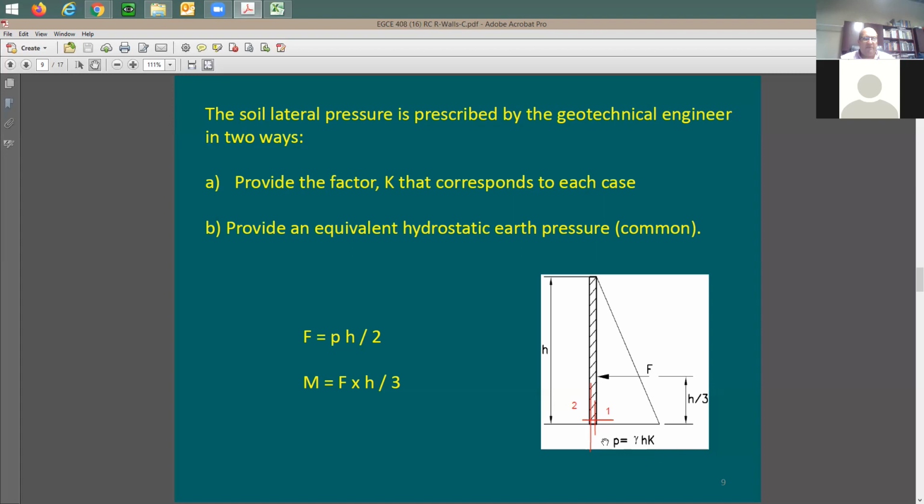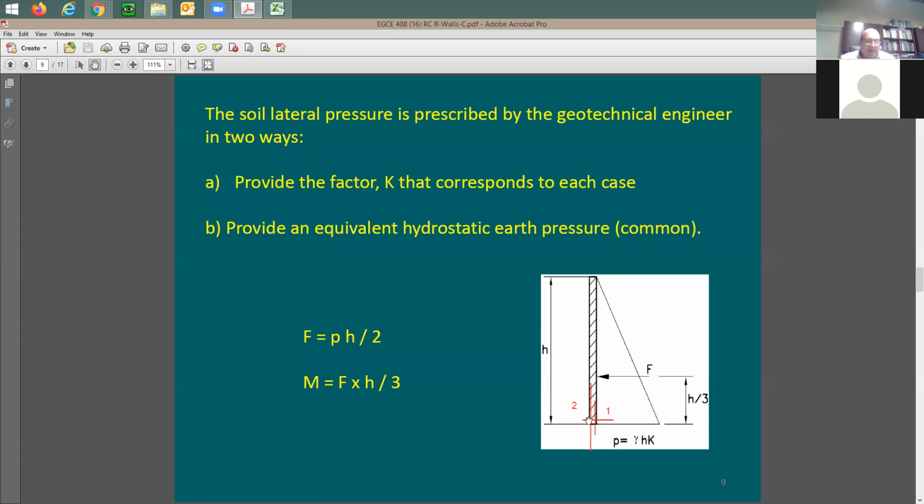And this pressure here, if you do the integration of this triangular distribution, you can solve for F, the total force, which is going to be equal to the pressure at the bottom times the height divided by 2. And of course, there is 1 foot perpendicular to the screen that you don't see here, because it's just going to be equal to 1.